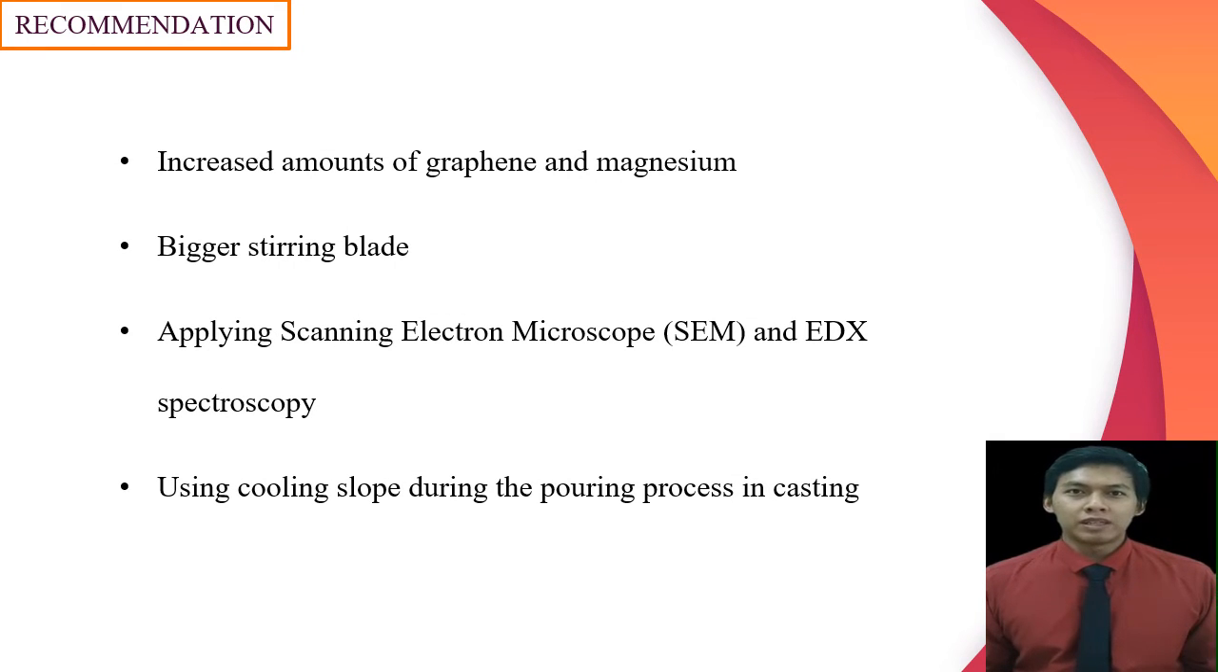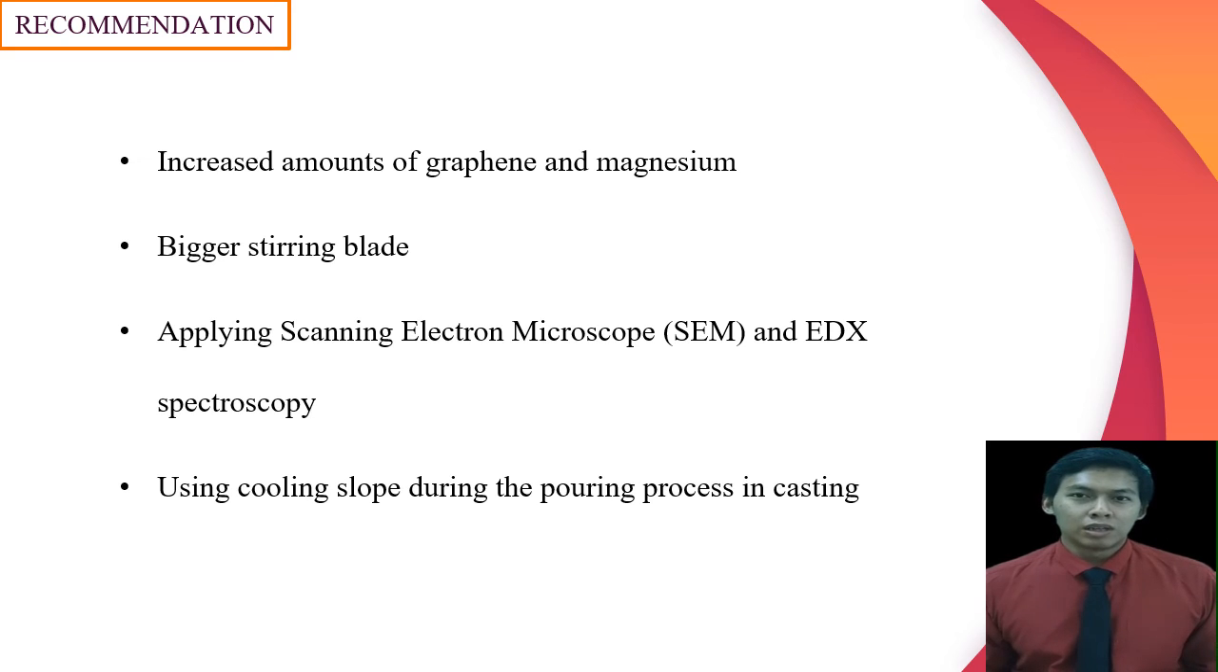There are a few recommendations in this research. First is to increase the amount of graphene and magnesium. This is in order to ensure that the graphene and magnesium are evenly disseminated throughout the aluminium. Second is a bigger stirring blade in order to truly mix the piece of magnesium wrap and graphene together. The third one is applying scanning electron microscope SEM and EDX spectroscopy. This is to get a better understanding of the microstructure. These two can get many more details compared to an optical microscope.